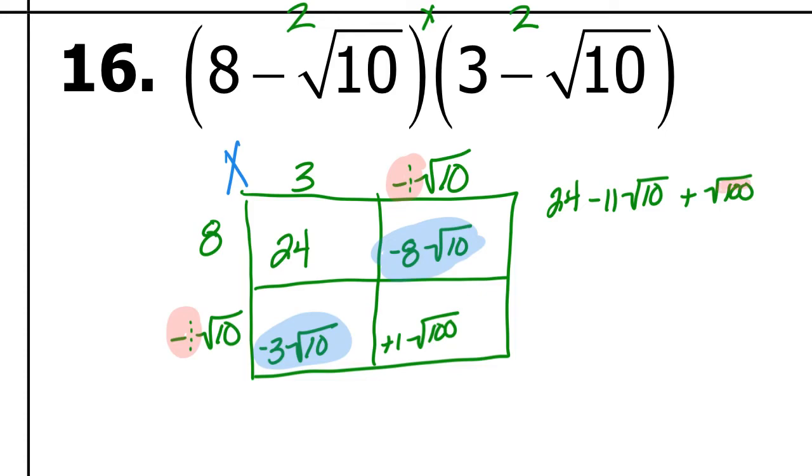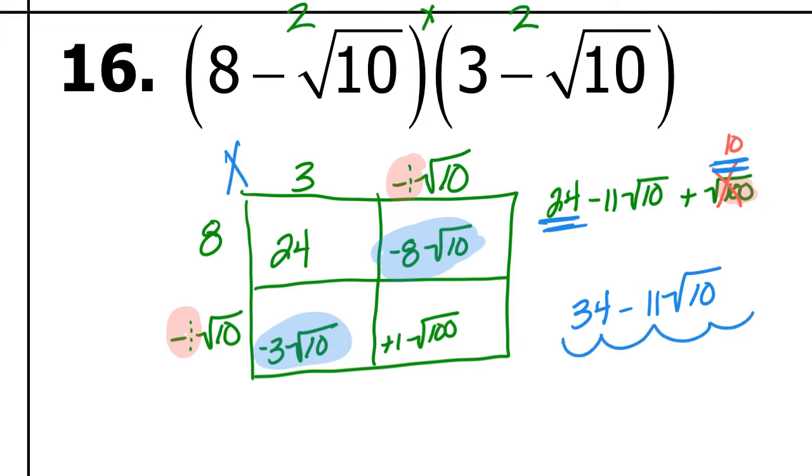Now if we look at the square root of 100, it is a perfect square. The square root of 100 is the number 10. So I can replace the square root of 100 with the number 10. So if I combine like terms, I have 24 plus 10 gives me 34 minus 11 square roots of 10. If I needed to simplify the 10, I could, but 10 simply breaks down into 2 times 5, so there are no twins, and it's left alone.